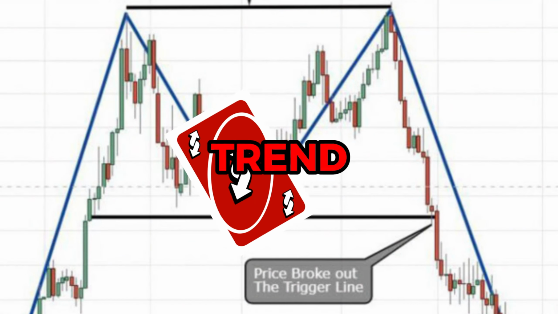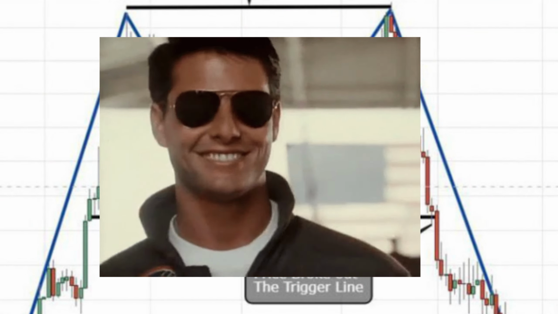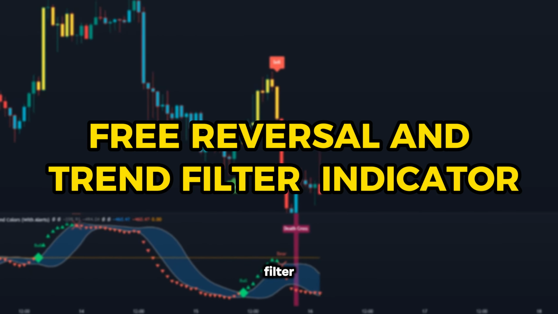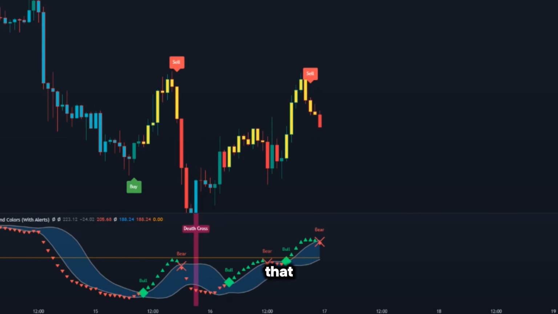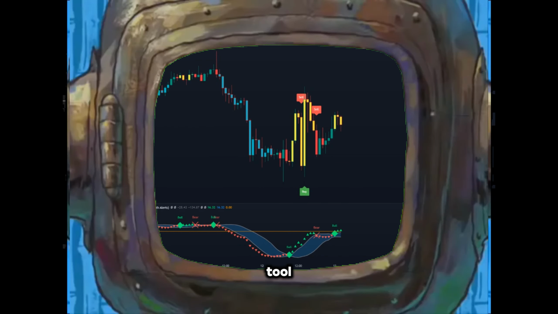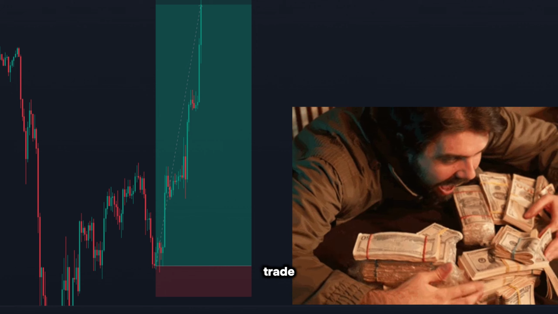Ready to spot trend reversals like a pro? Today, we're diving into another free reversal and trend filter indicator, a game changer that cuts through market noise. Stick around, because this tool could be the key to your next big trade.